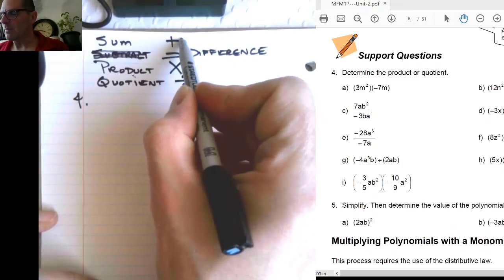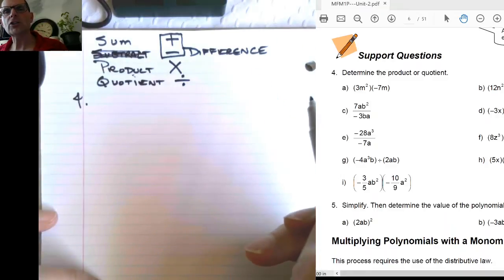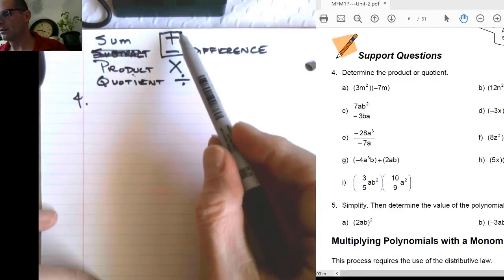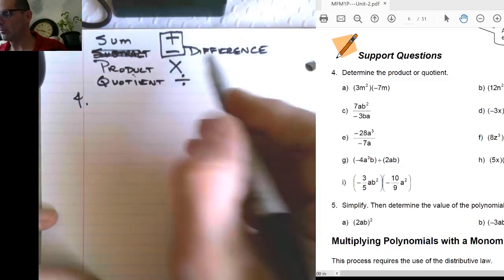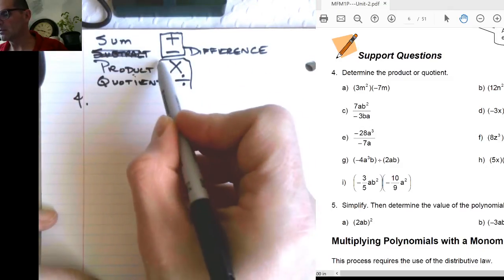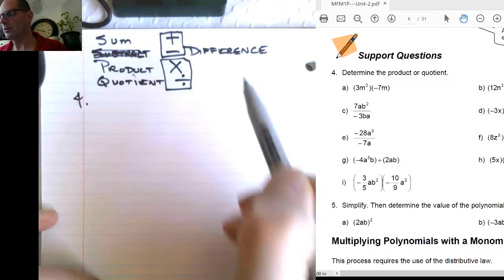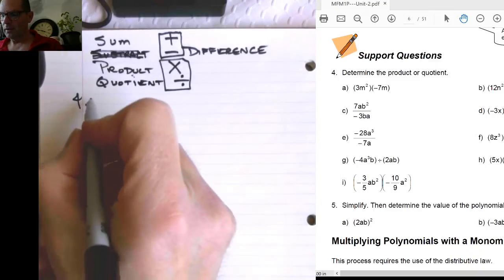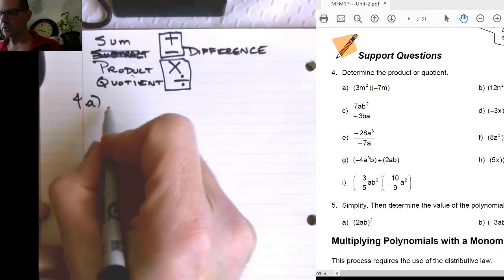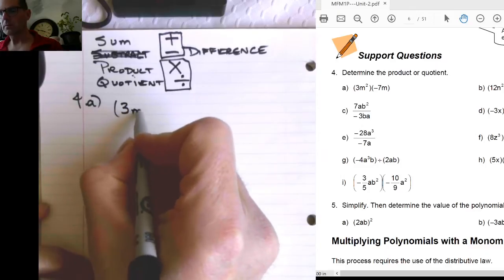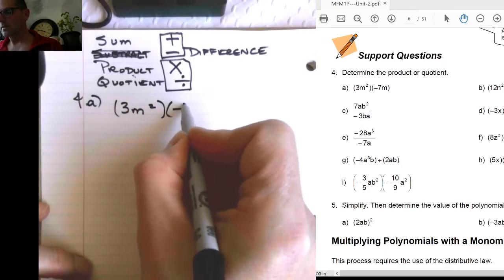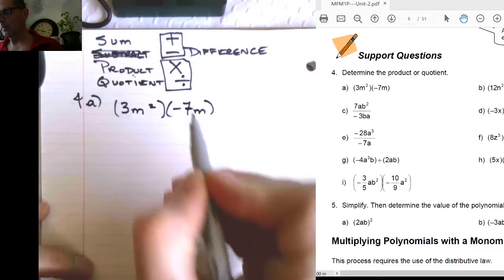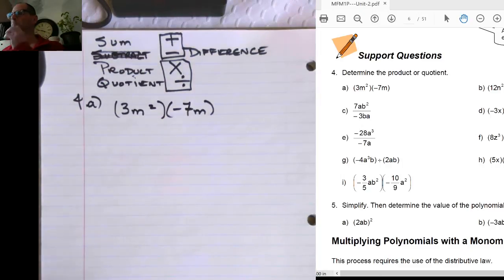Again, another step back here. Addition and subtraction are just mathematical opposites of each other in terms of operations, just like multiplication and division are mathematical opposite operations, and so that's why these things often get grouped together. So for A, the question here is 3m squared times negative 7m. Now we're multiplying. We're not just adding or subtracting terms now.